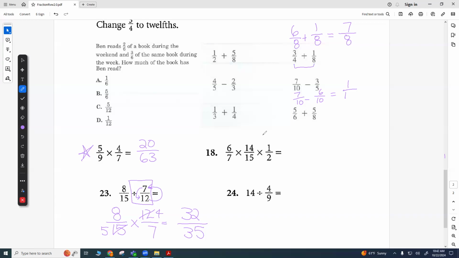Questions, comments, thoughts, concerns? So that's just a really quick overview of fractions. On that fraction, isn't it 10 if you keep it the same? 7/10. 1/10. Oh, sorry. Thank you. I didn't finish the problem. Thank you. Good call.